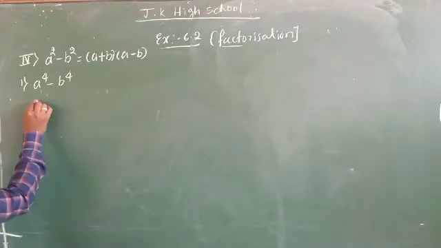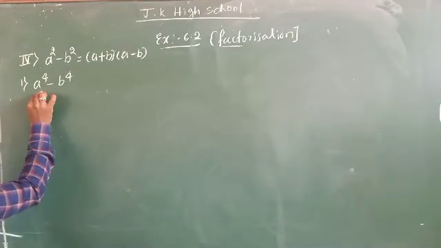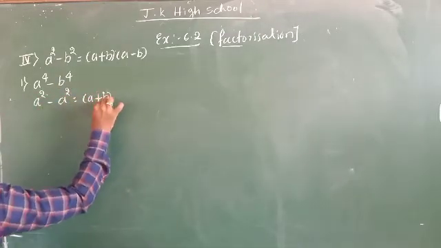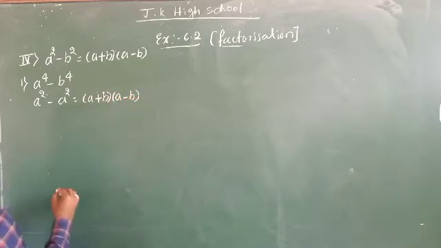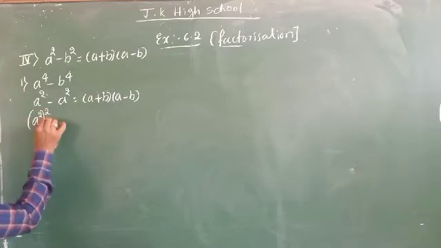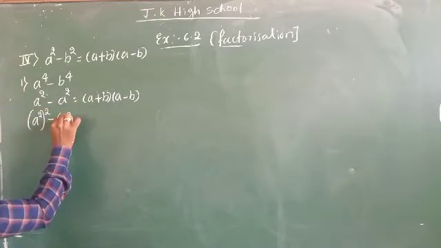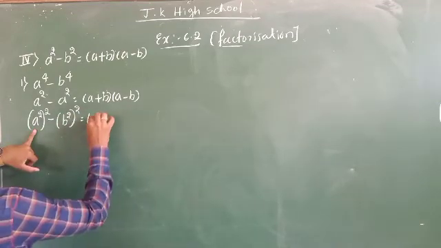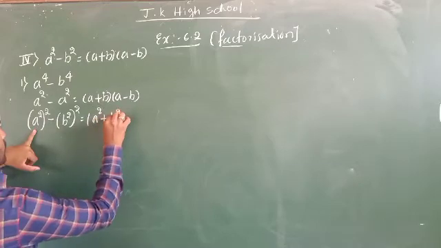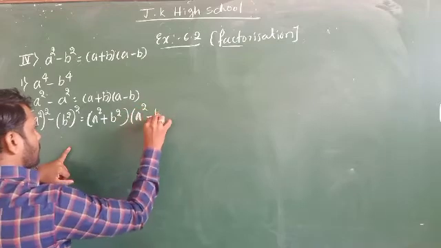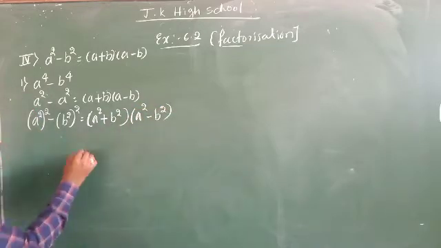First, a to the power 4 is there. The formula is a square minus b square equals a plus b into a minus b. a to the power 4 is a square the whole square, minus b to the power 4 is b square the whole square. Correct children? Okay, now tell me what is the a value? a square. The b value is what? b square. So a minus b means a square, and the b value is b square.